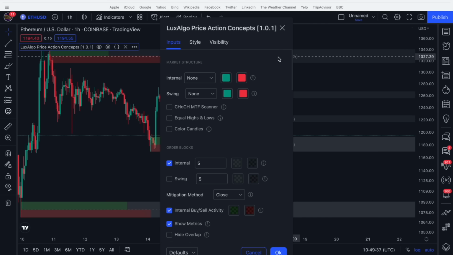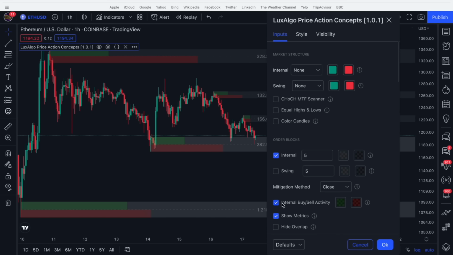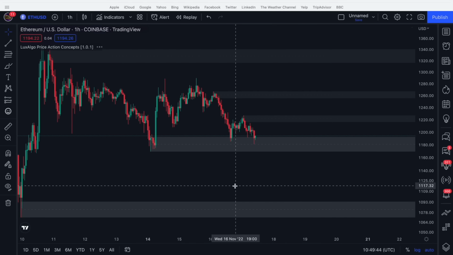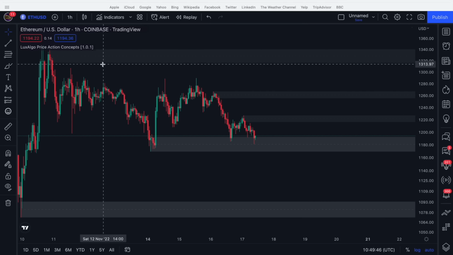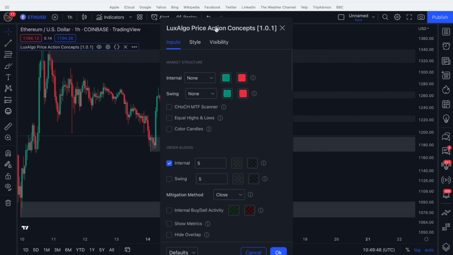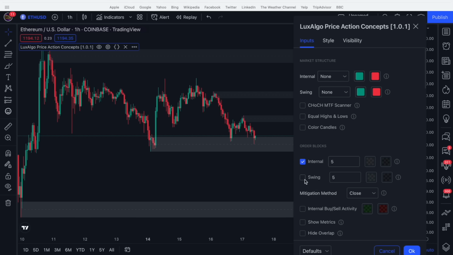Now, if you want a simpler chart, totally simple. You can turn off the buy-sell activity, you can turn off the metrics, and look, there, you have simple support and resistance. That's totally fine. Very, very simple to use toolkit. And then, of course, we have swings as well. So as I previously mentioned, internals are smaller structures, swings on a higher time frame.